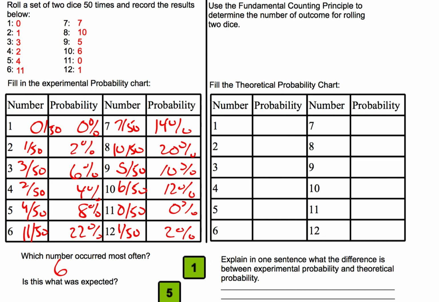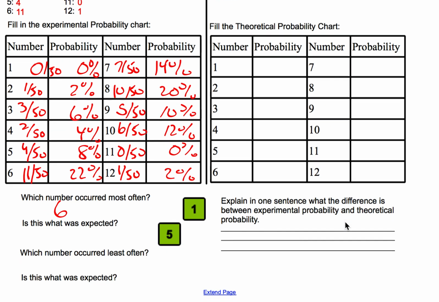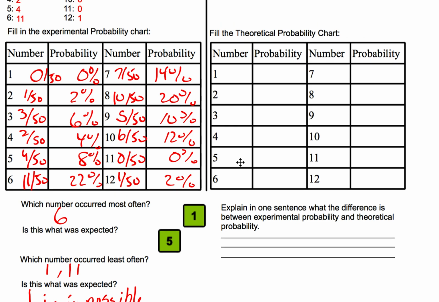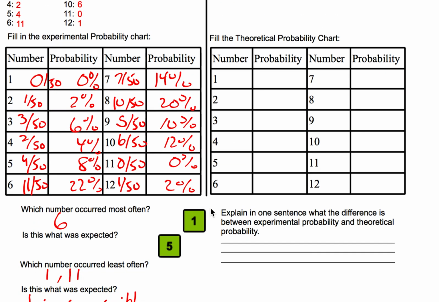Now 6 is really close to 7, so is it expected that 6 could happen the most? Yeah, that's reasonable. That can reasonably happen. Now, what number occurred least often? 1 and 11. What's expected? Well, if you think about the number 1, 1 is impossible. So we should expect it to have not happened. 11 should have happened more often than 12 or 2, but it's not really that far out of expectation for it to have happened.